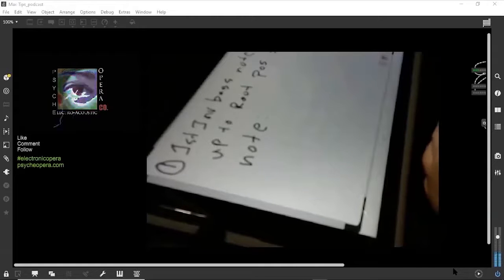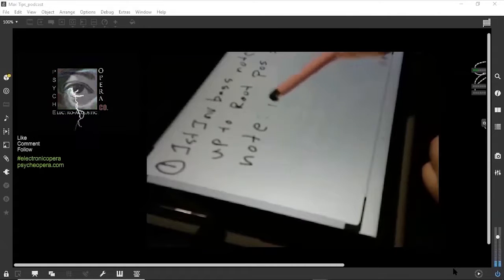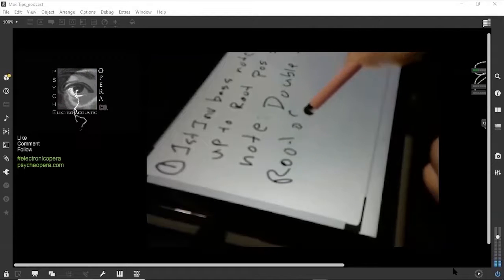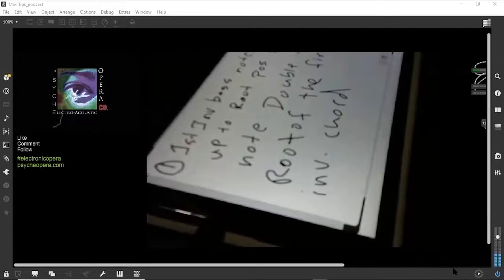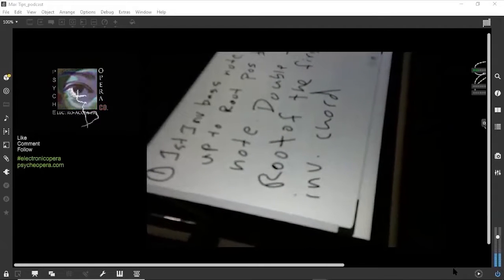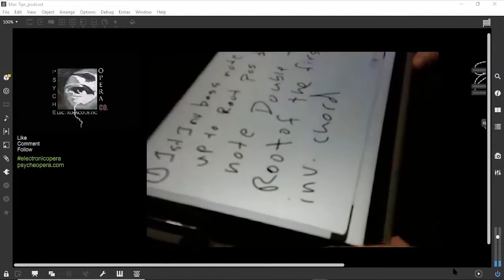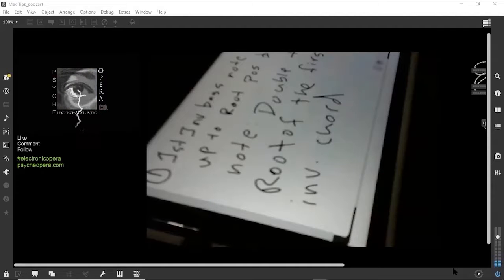In this scenario, you have to double the root in the first inversion chord. Double the root of the first inversion chord. After that, you do smooth voice leading in the other voices, and you will not commit any parallelisms. There is an exception to this rule, but we will talk about it after we demonstrate the regular conditions for this rule.